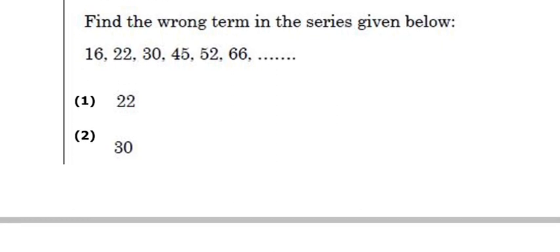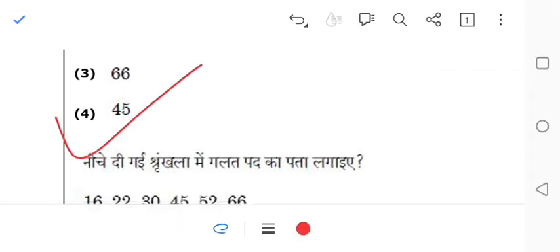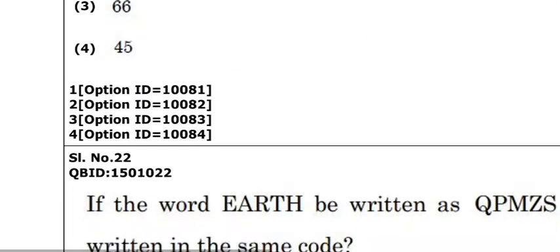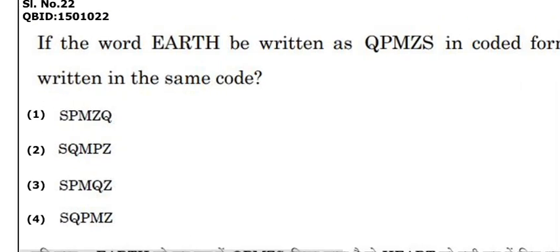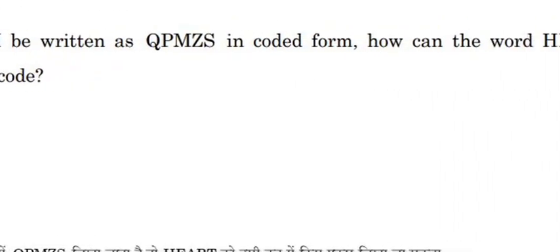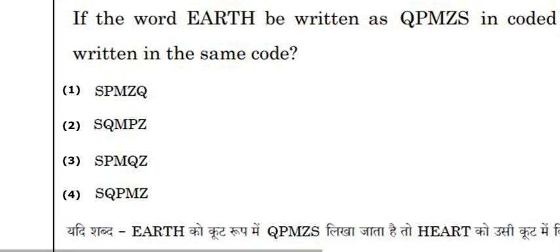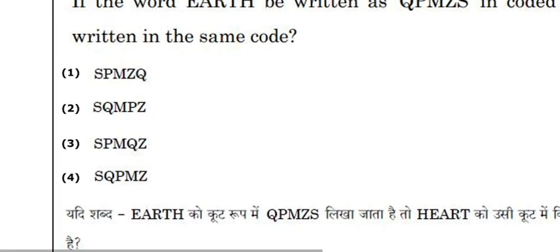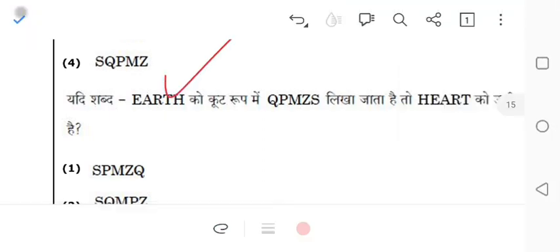21, it is a numerical sum. Find the wrong term in the series given below: 16, 22, 30, 45, 52, 66. 22, 30, 66, 45. What will be our correct option? It will be 45. Next, if ARTH is written as QPMZS in coded form, how can the word HEART be written in the same code? So it will be number D, that means SQPMZ. 22 is done.